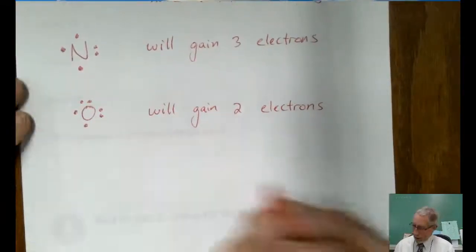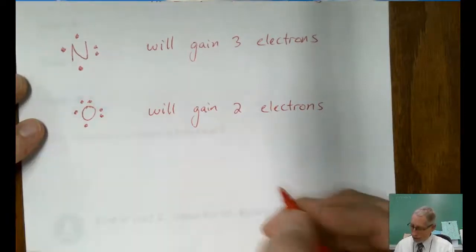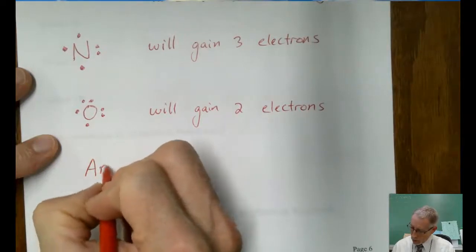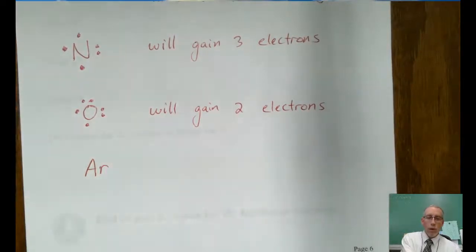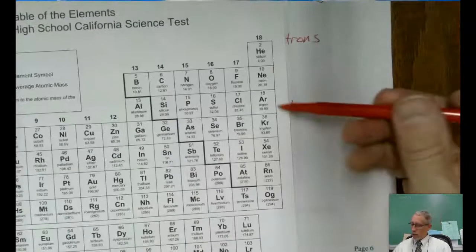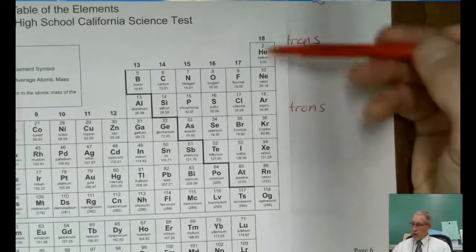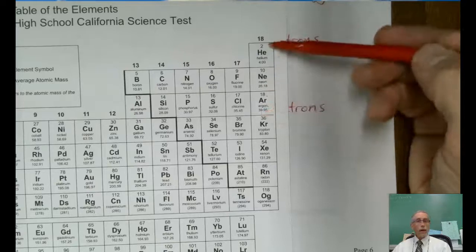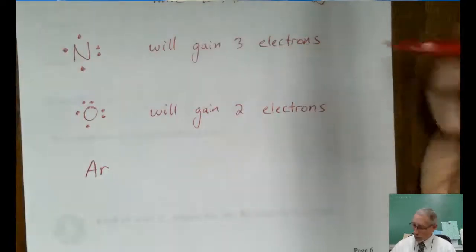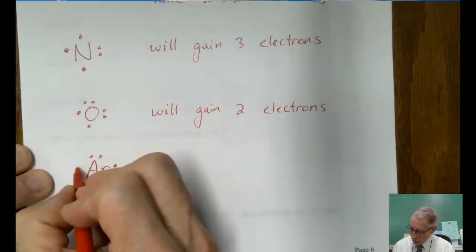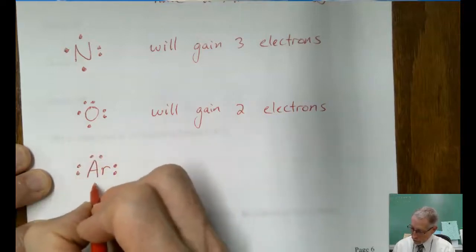All right, let's look at one we didn't do before. How about argon? So argon we didn't do, but we can find argon on the periodic table. It's right over here in group 18. In fact, it's also element 18. What does that tell you? It means it has 8 valence electrons or outer electrons. So we can draw 8 dots around it for its Lewis dot model.